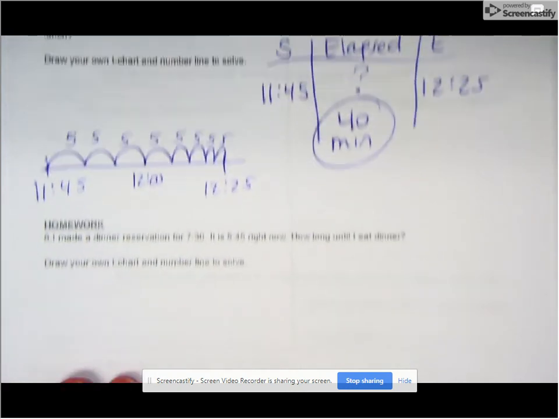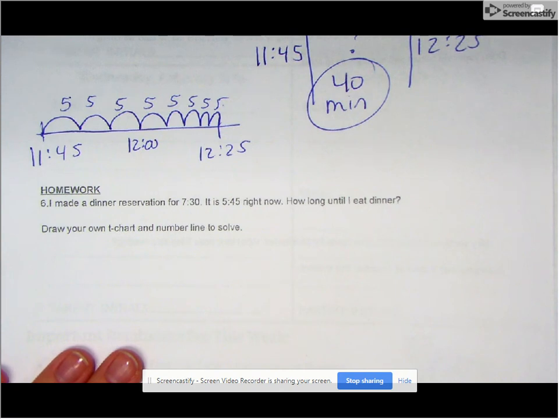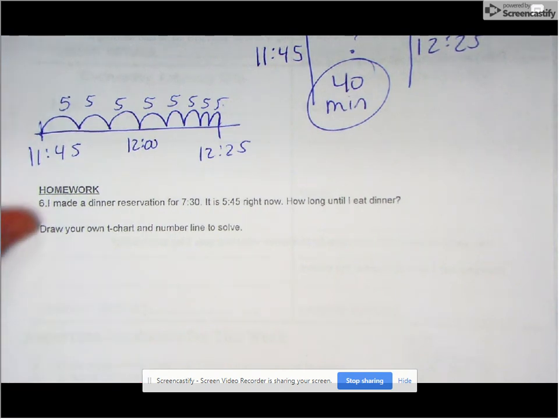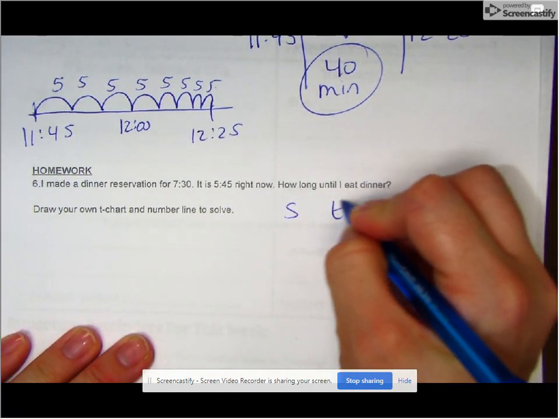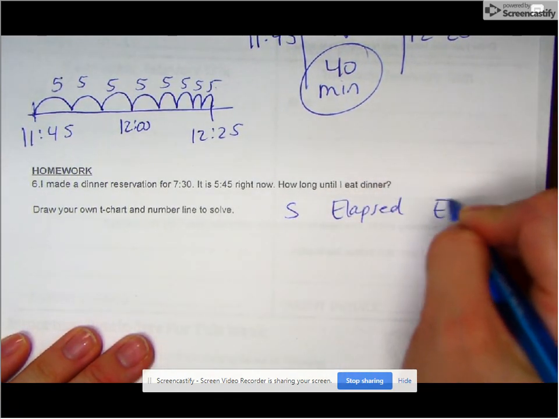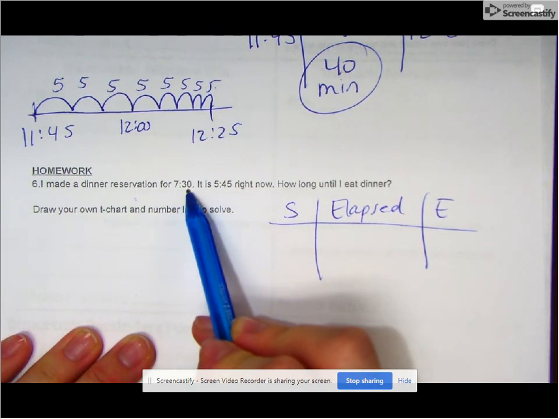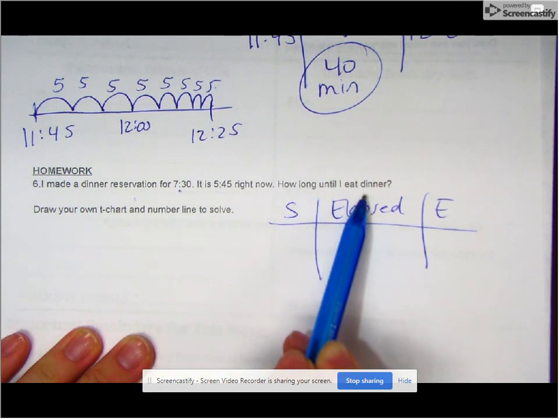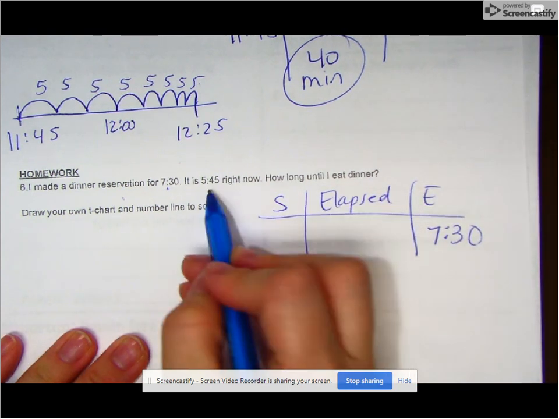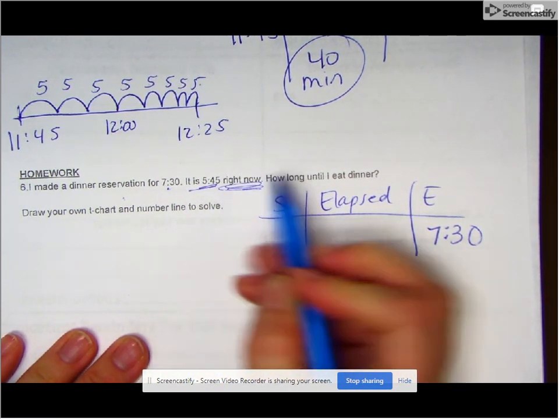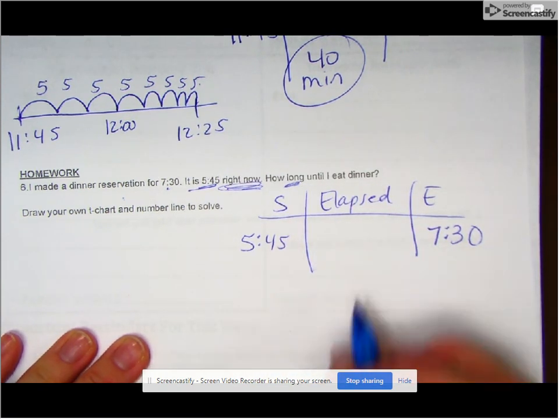All right, and the last one. I made a dinner reservation for 7:30. It's 5:45 right now. How long until I eat dinner? Okay, so think start, elapsed, and end time. So when we're eating dinner at 7:30, that will actually be our end time. It's 5:45 right now, so that's our start time. How long will be our elapsed time? So that's what we're missing.